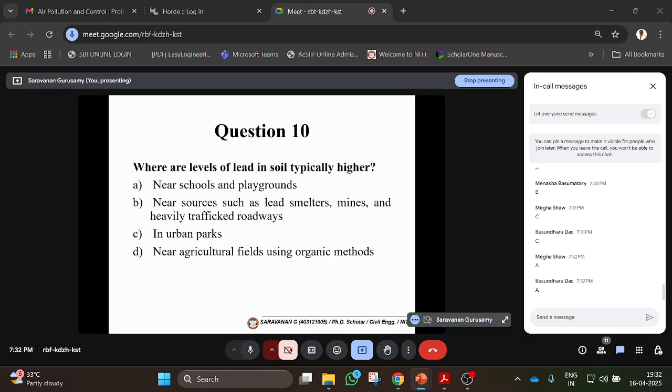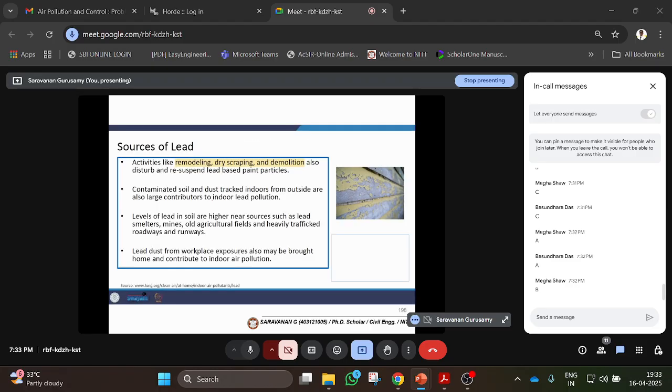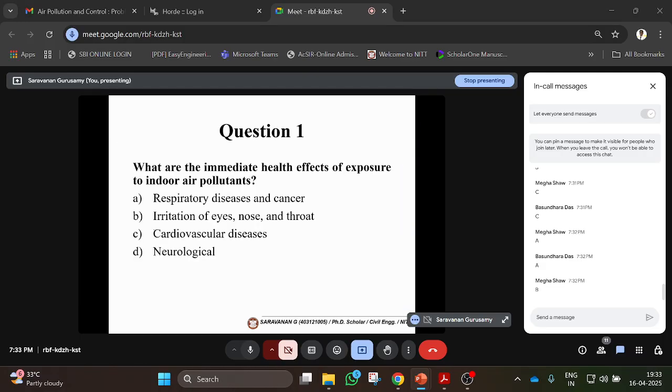Tenth question. Where are the levels of lead in soil typically higher? Near schools and playgrounds, or near lead smelters, mines? We all know, near lead smelters, mines, and heavily trafficked roads, because leaded petrol was used earlier. So near heavily trafficked regions, due to leaded petrol, the lead concentration in the soil may be higher. So option B is correct: the level of lead is higher near sources such as lead smelters, mines, old agricultural fields, and heavily trafficked roads.